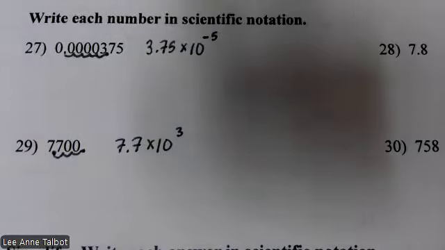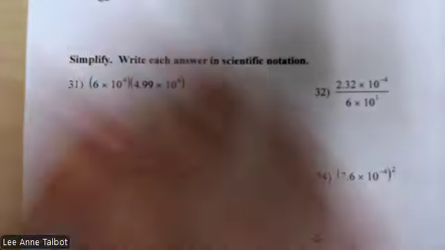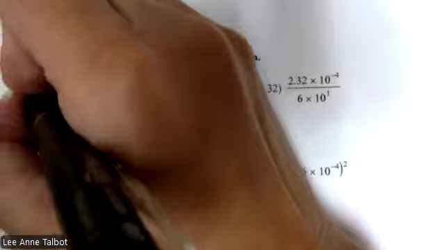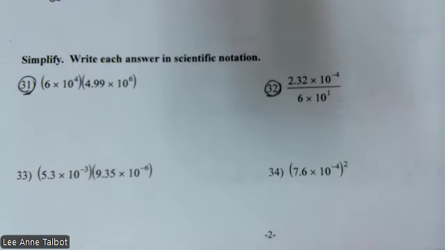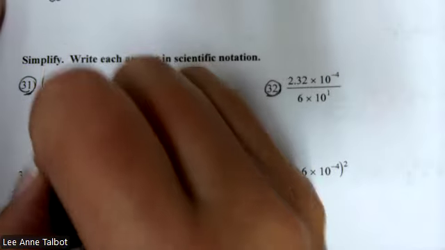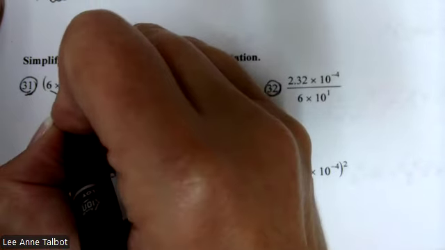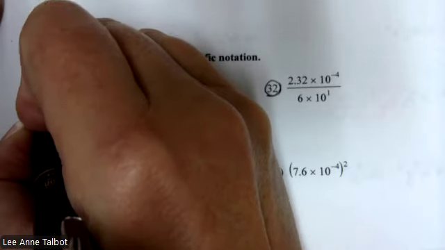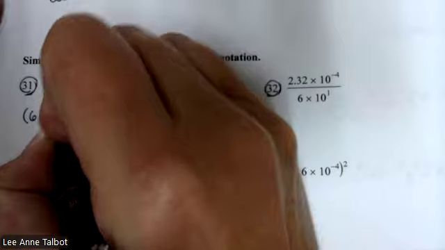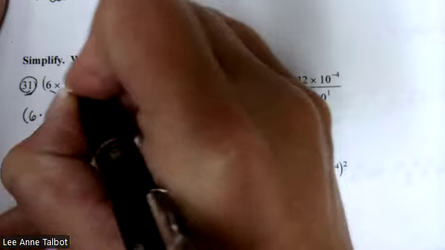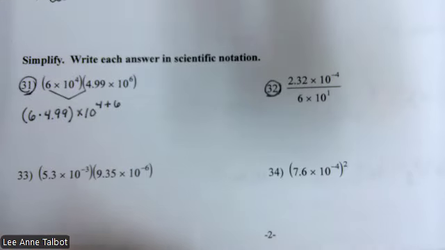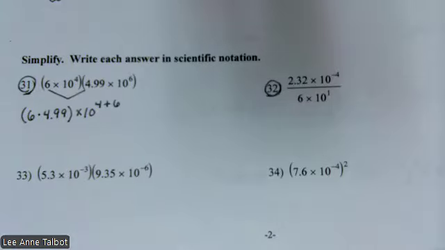Okay. Now, last ones. We're actually going to do 31 and 32, not 31 and 33, because I want to do a multiplication and a division one. All the rest of these are multiplication. Okay, so multiply the 2 numbers in front times 10 and then add the exponents. So multiply the 2 numbers in front times 10 and add the exponents.